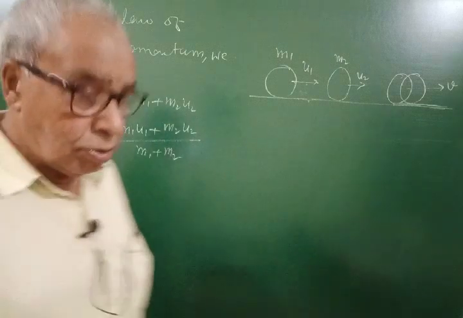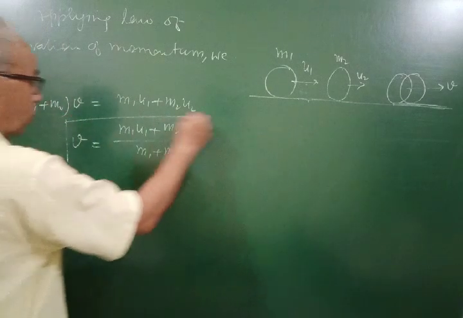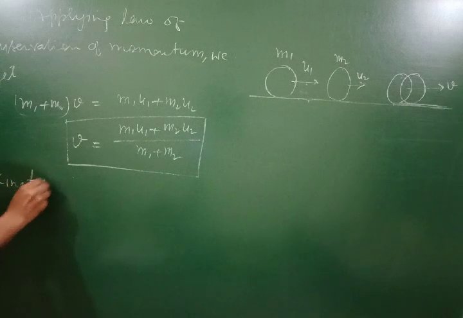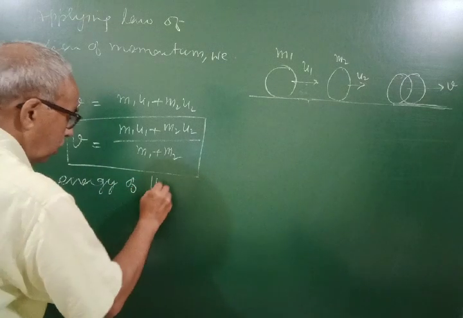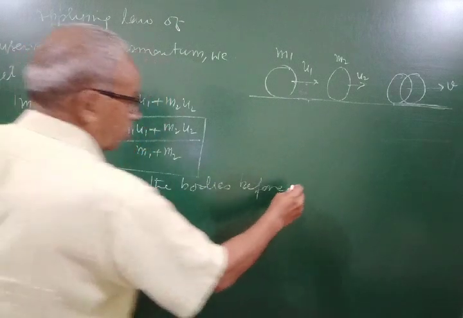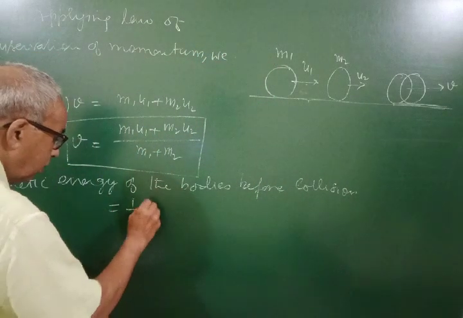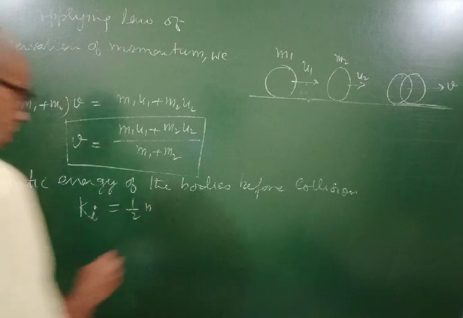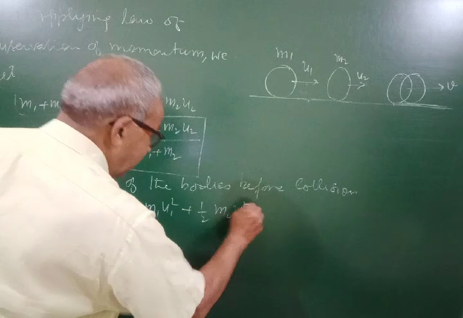Now we have to prove that kinetic energy is lost. Common velocity after collision. So the initial kinetic energy of the bodies before collision, let me write it as K initial, K for kinetic energy, equals half m1 u1 square plus half m2 u2 square.